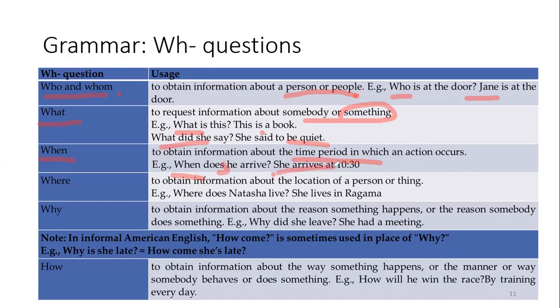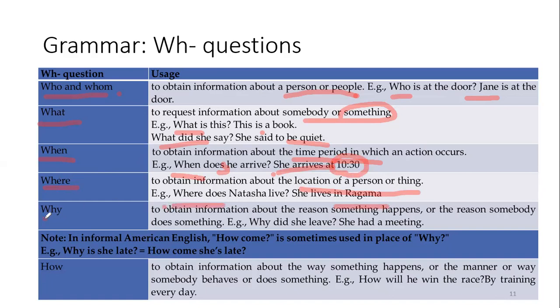She arrives at 10:30. So here in the answer, you are giving the time. So that's what we are expecting using when. Okay. And using where means we are going to ask for a location of a person or a thing. Right? Where does Natasha live? She lives in Ragama. You see, where does Natasha live? She lives in Ragama. Likewise.